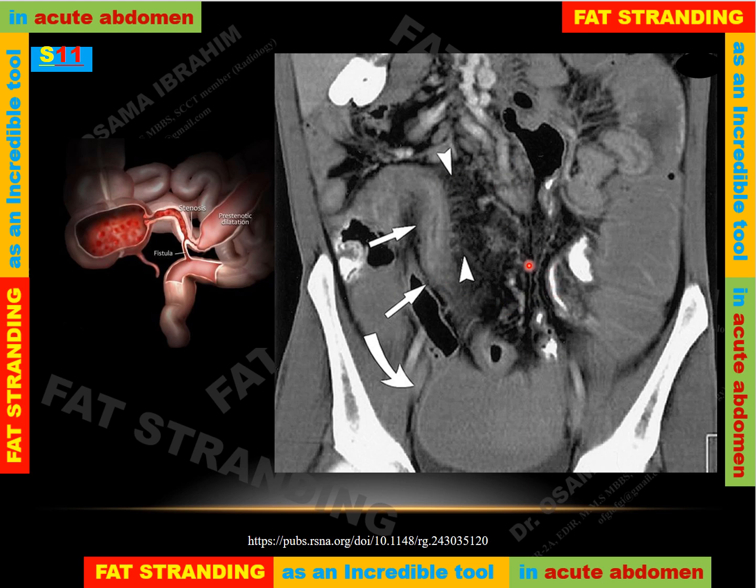So these pictures can be confirmed by the presence of other skip lesions to confirm the diagnosis of Crohn's disease. Crohn's disease can cause pre-stenotic dilatation and luminal narrowing and also fistula formation with the surrounding structures, such as the colon or the urinary bladder and so on.